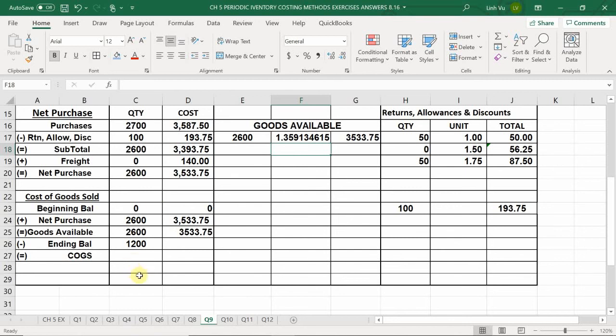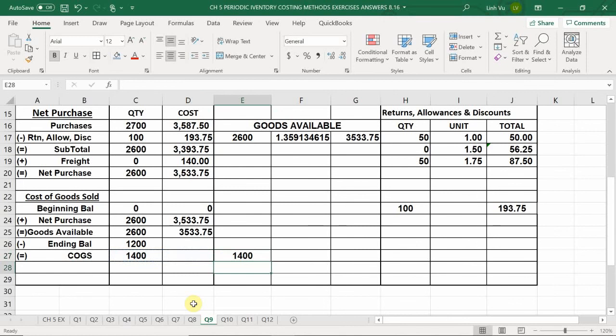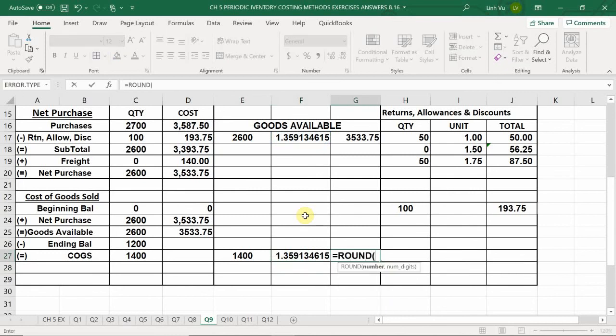Okay. All right. So now that we're given that at the end of the month, you should have a total of 1,200 units. So that means how many items did I sell? 1,400. So in this case, this is the easy part, right? I'm going to take my 1,400, and I'm going to take my average cost per item of $1,359,136, and I'm going to solve for my total cost of goods sold, okay?